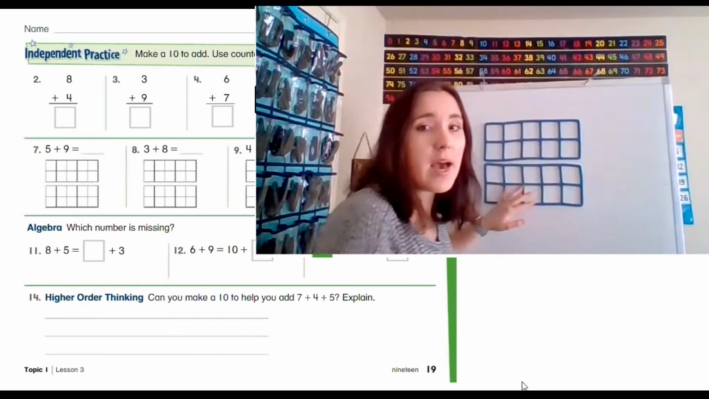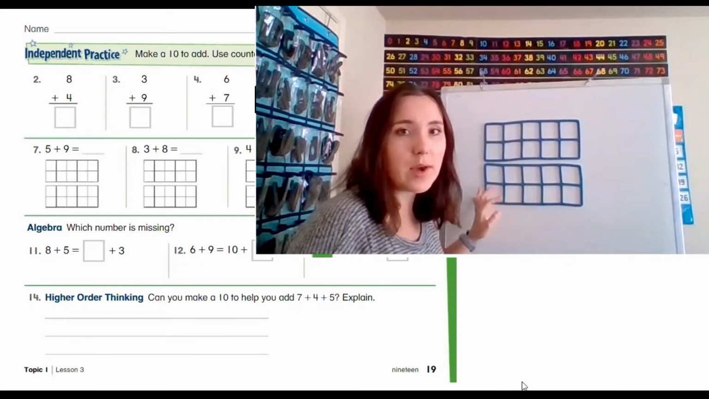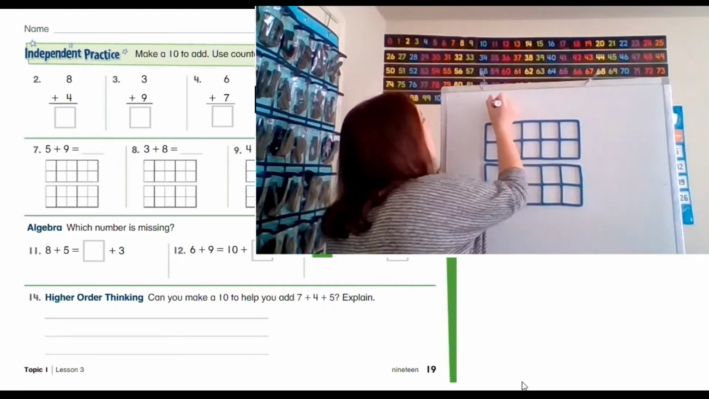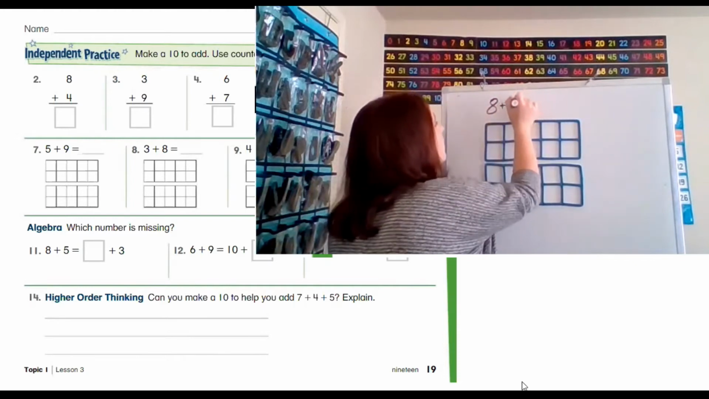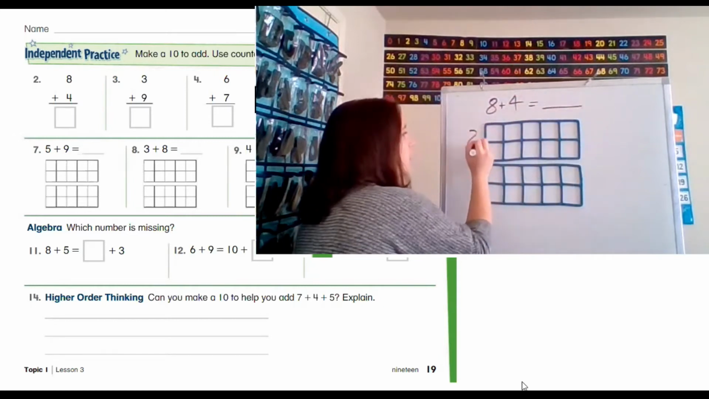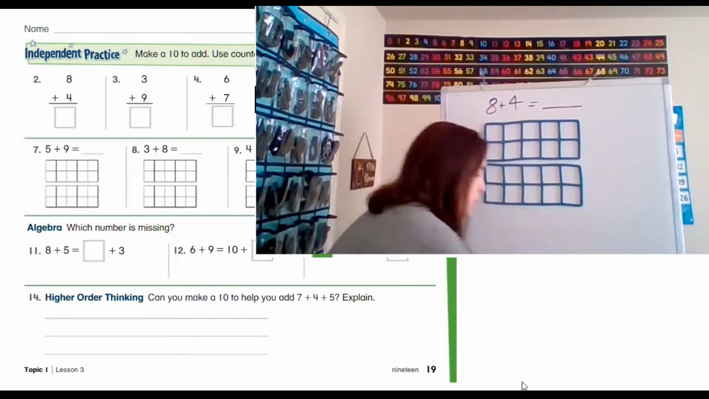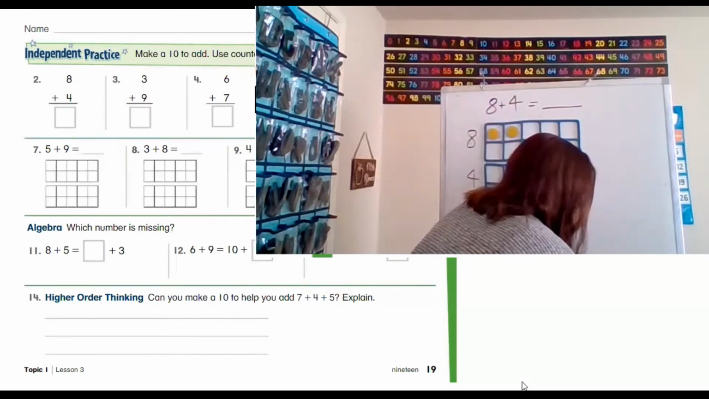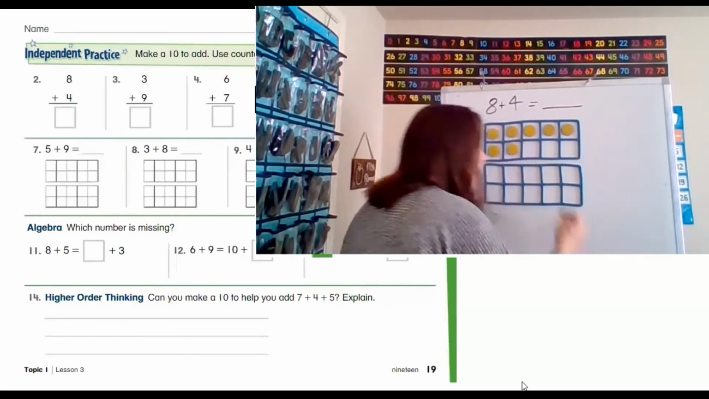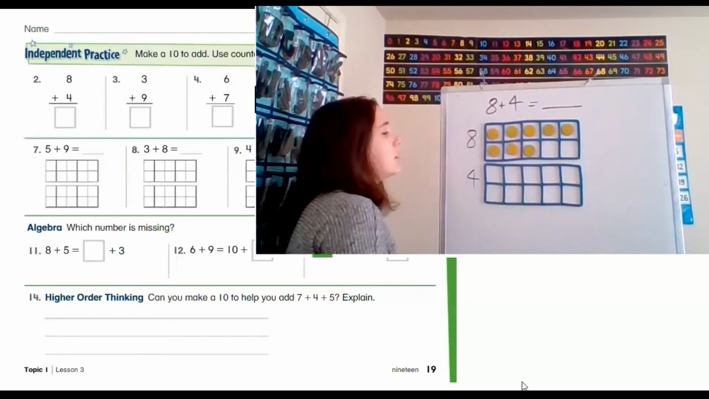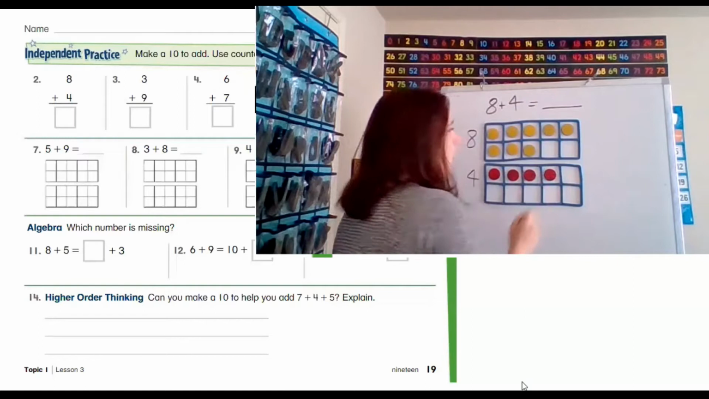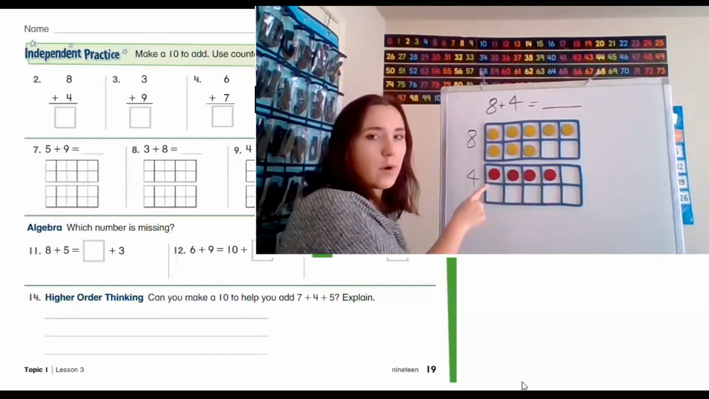Now I'm going to use my 10 frames that I have on my whiteboard, okay? So our problem is 8 plus 4. So I'm going to show 8 and 4. 1, 2, 3, 4, 5, 6, 7, 8. And then I'm going to show 4 down here. 1, 2, 3, 4. So I'm showing 8 and 4.